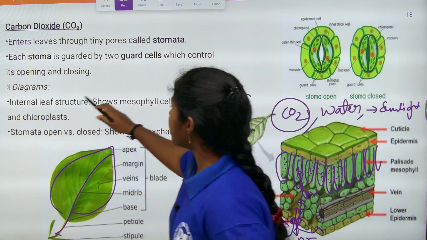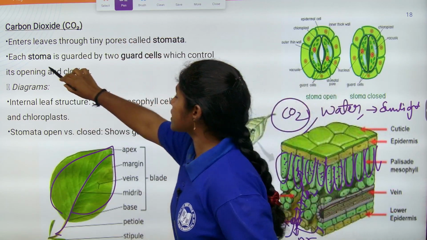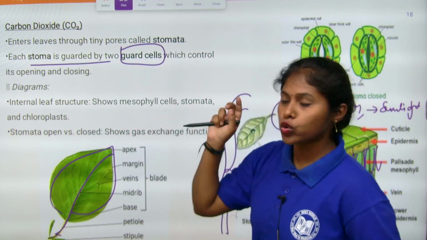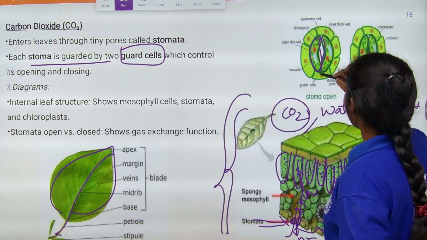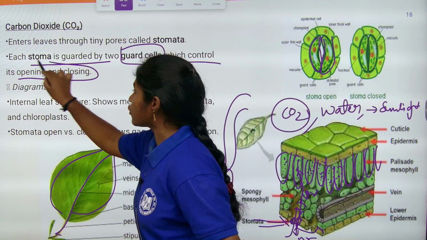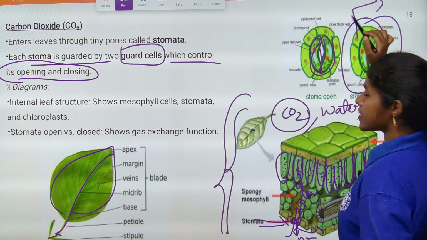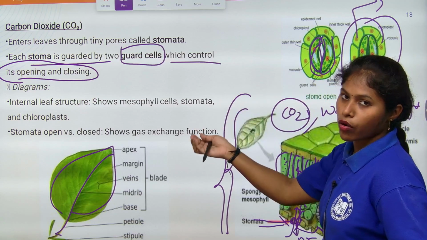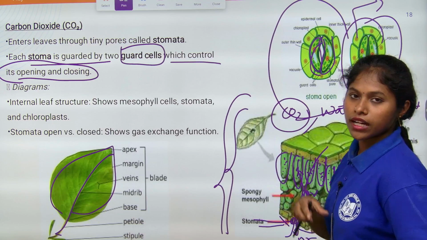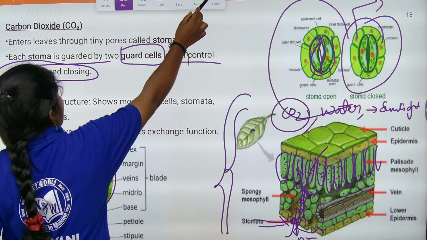So you see here, as I said, children, carbon dioxide comes through this stomata, and this stoma is guarded by two guard cells. The opening and closing of the stomata is controlled by these guard cells. When it is closed, there is no exchange of gases and no water coming inside the leaf. Only when it is open does water come inside the leaf, right? So coming to the next one.